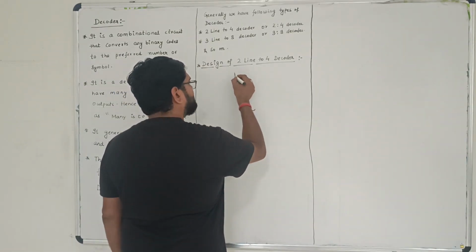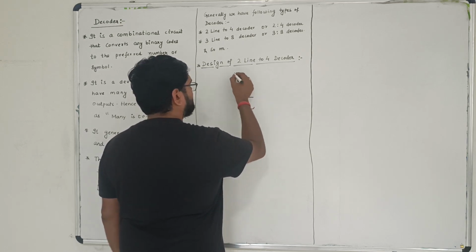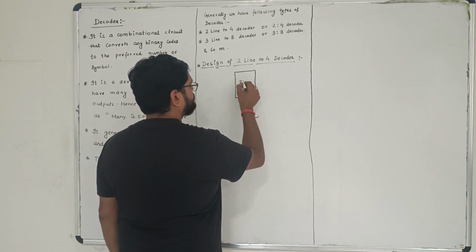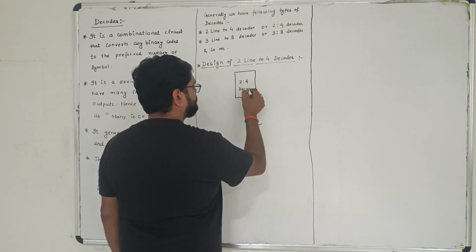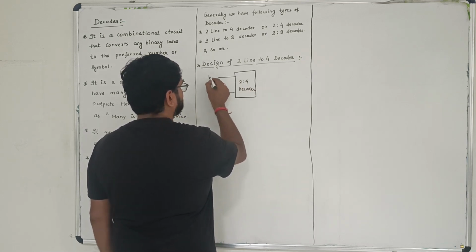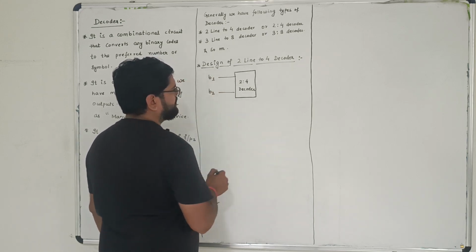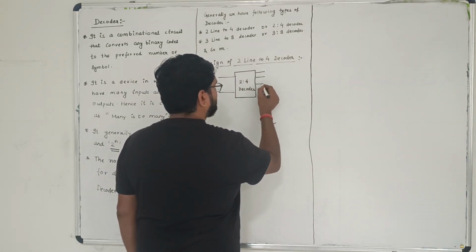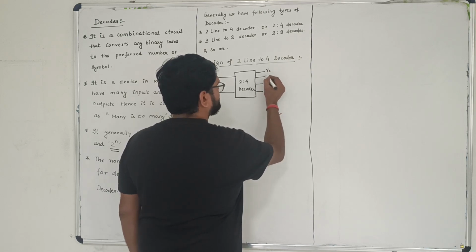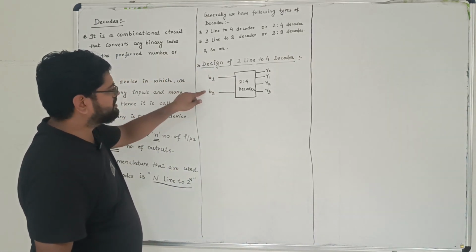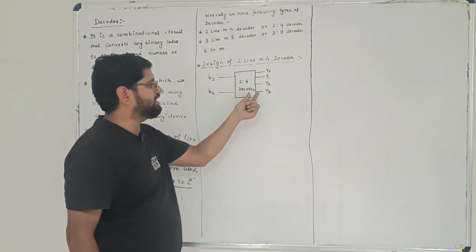Whenever we need to design any combinational circuit, the first thing is to draw the block diagram. So we'll draw the block diagram. It is a 2 is to 4 decoder. Definitely it will have two inputs, B1 and B2. Since it is 2 line to 4, it will have 4 outputs, which I name Y0, Y1, Y2 and Y3. So these are the two inputs and the 4 outputs of the 2 line to 4 decoder.